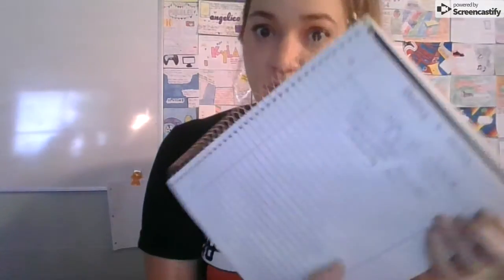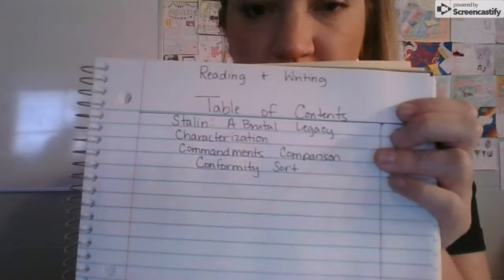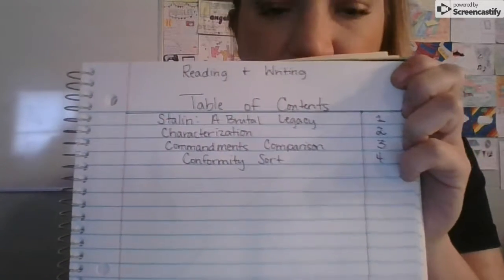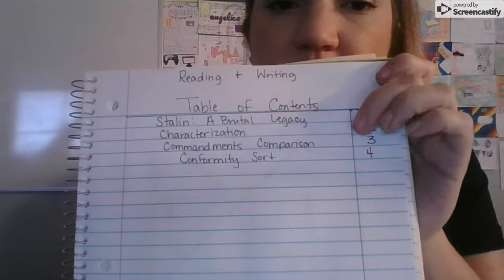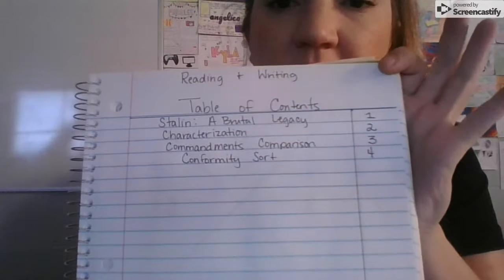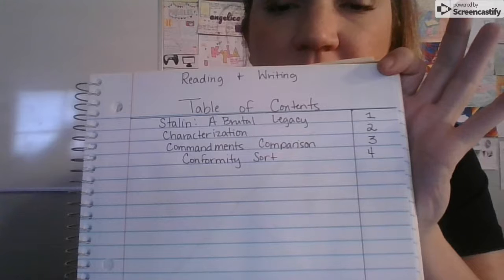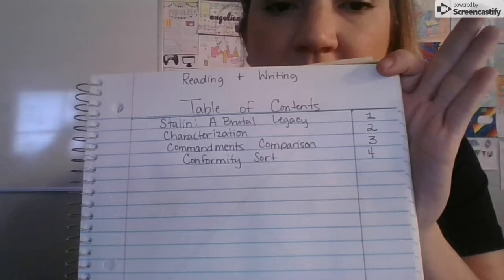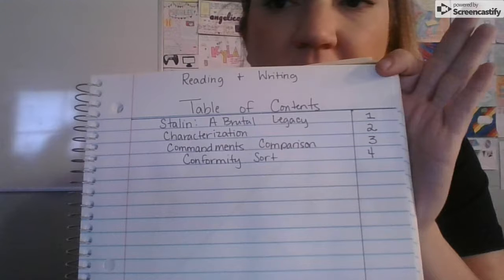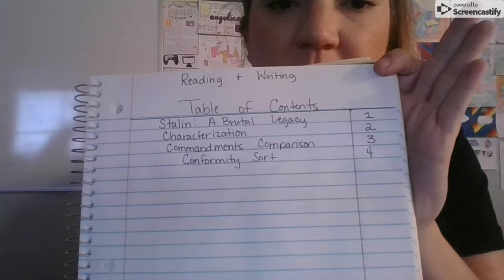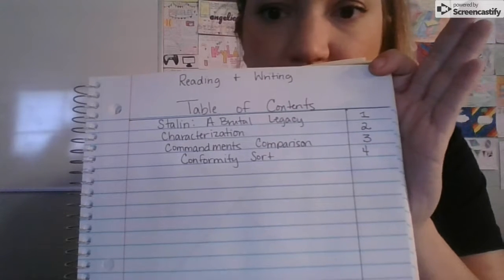The third section that we work on is our reading and writing section. Again, the first page is the table of contents. Reading and writing, table of contents. So we have 4 entries. Stalin, A Brutal Legacy, characterization, commandments, and conformity sort. If you're in my second period, you do not have the commandments comparison. I'd like for you to at least try to keep page 3 open. So we did not skip page 1 here again.